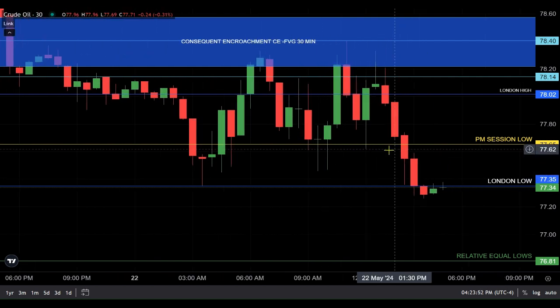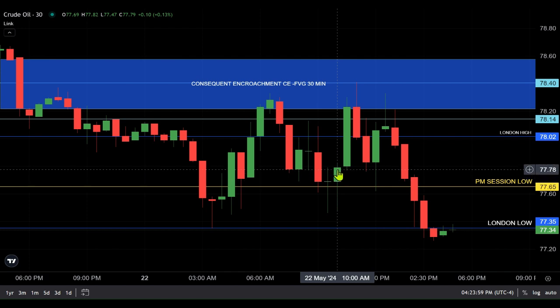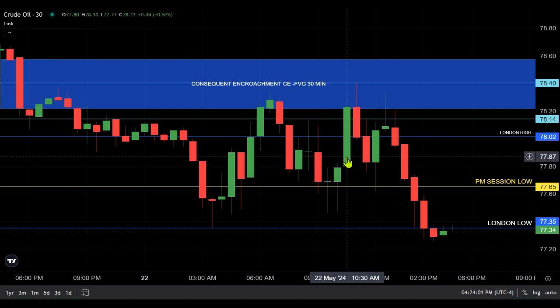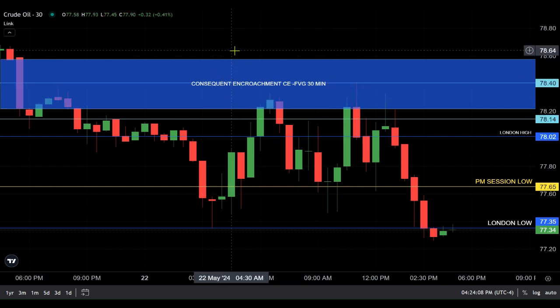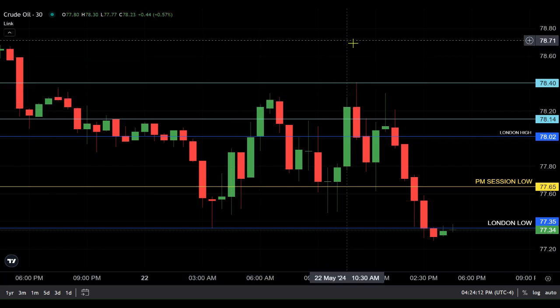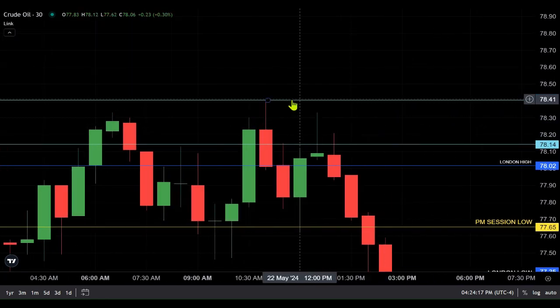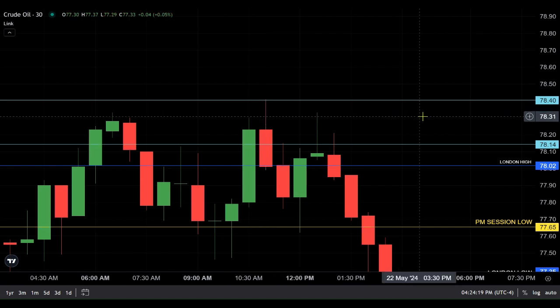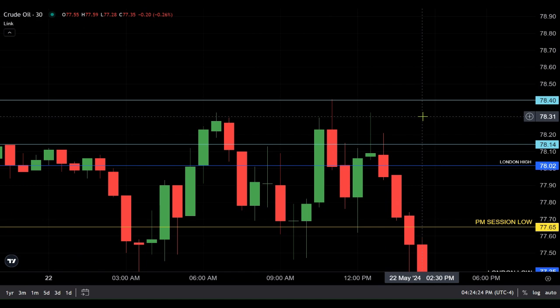And when this one started reversing back up, I went ahead and took a long position somewhere in this candle, maybe even in this candle, and I put my take profit right up there at that consequent encroachment. I'm going to remove this blue box so you can see how price behaves. You can see it went to the tick right there. That took my profit. That was about a $400 trade.